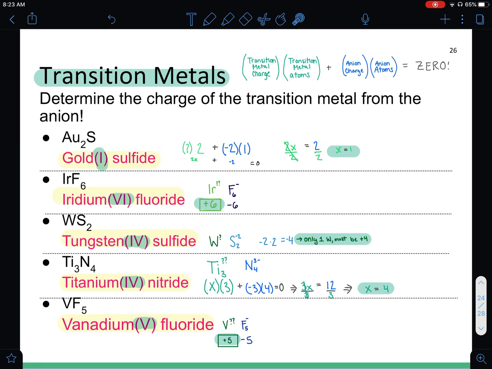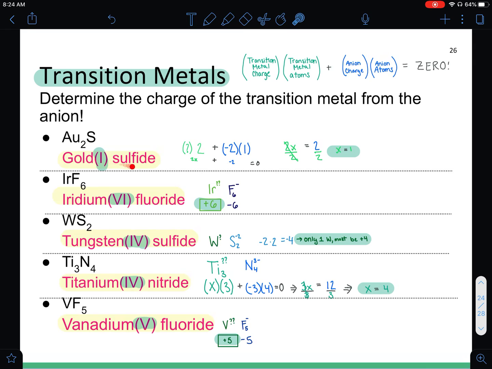All right, so I showed all of the work for how I found the charges of all of these transition metals. In general, I use this formula where you take the charge of the metal, which we don't know, so that would be our variable, times the number of transition metal atoms, which is given to us in the formula, add it to the charge of the anion, which we can find by looking it up on the periodic table, multiplied by the number of anion atoms. Add those two groups together, and they need to equal 0.